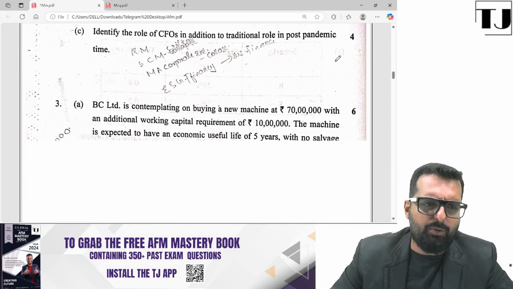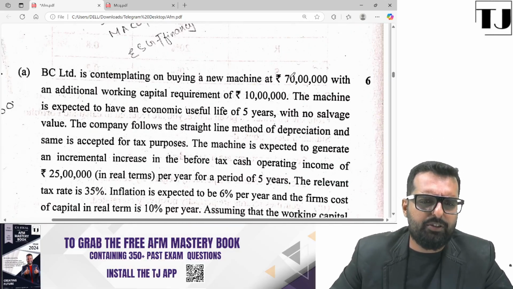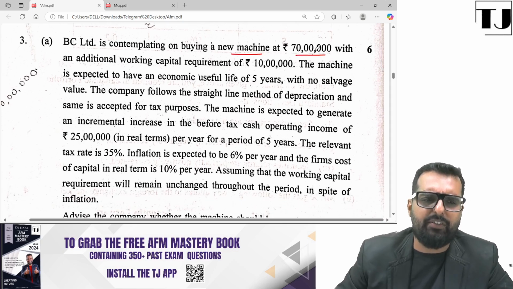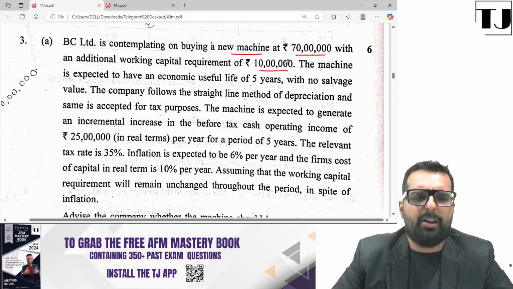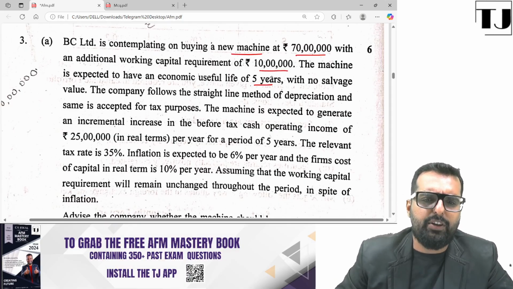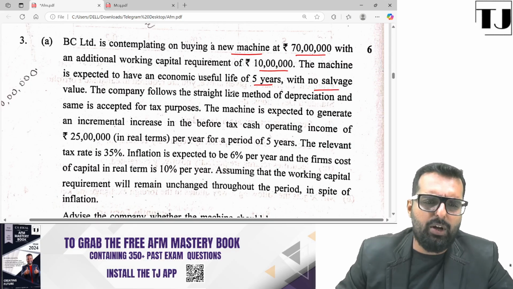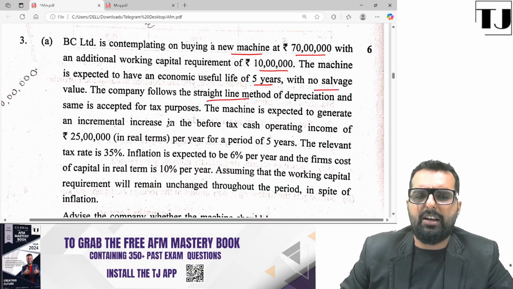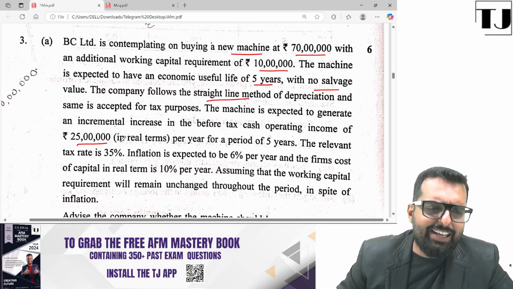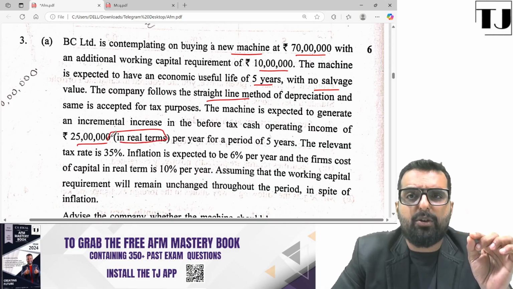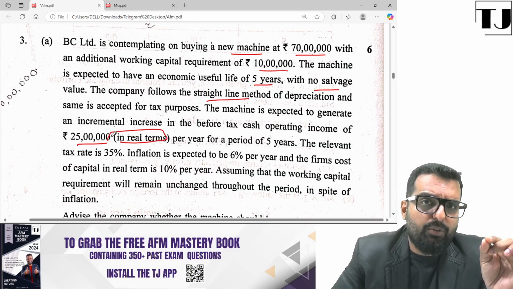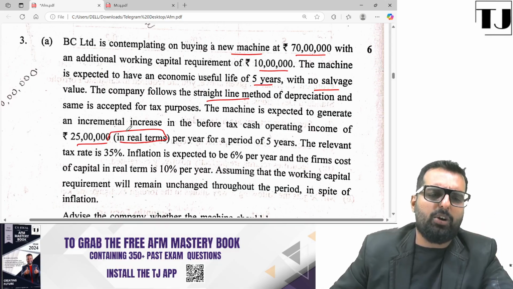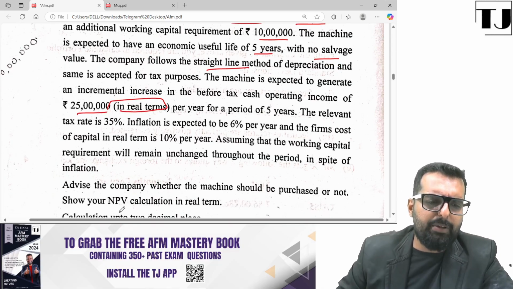Let me come down. Then they are saying question number 3 is a question on, I think, NPV. You're buying a new machine for 70 lakhs, additional working capital of 10 lakh, life is 5 years, 0 salvage value, company follows straight line method of depreciation, machine is having an incremental increase before cash of 25 lakh in real terms. There are 2 types of cash flows. You have real cash flow and then you have money cash flow. So in this question, if I'm not wrong, they want you to calculate the NPV in real terms.